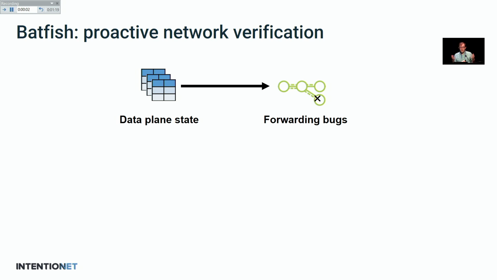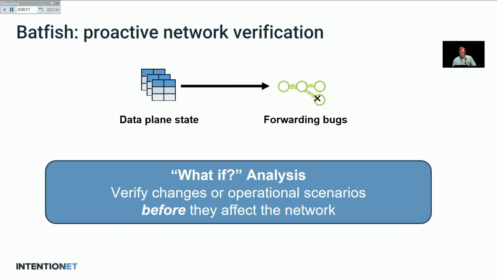Batfish came to be in a world where network verification was a new idea. The idea is a great one: if you can go to your live network and snapshot all the data plane state, then you can use a new class of mathematical automated reasoning techniques to find bugs in your network. But what Batfish wanted to do was make this proactive. What if this link goes down? What if I make this configuration change? How is the network going to respond, and will it still be safe? You can't do that with snapshots. You need something else.